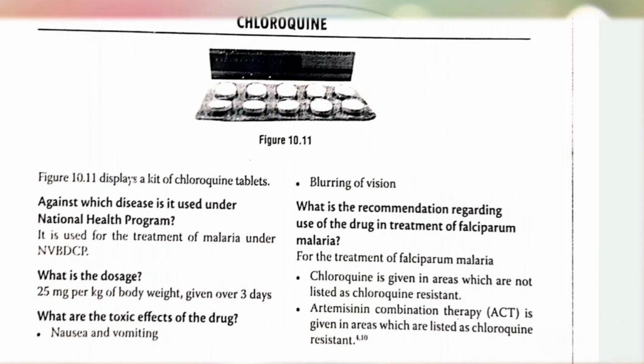Then coming to the next, that is the chloroquine. Against which disease? So it is for malaria under the National Vector-Borne Disease Control Program. Dose is 25 milligram per kg body weight. Over 3 days it is given. Toxic effects: nausea, vomiting, blurring of vision.